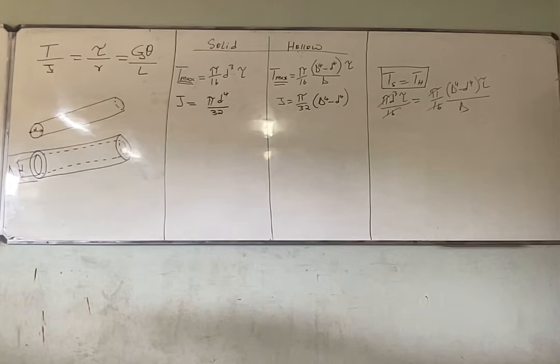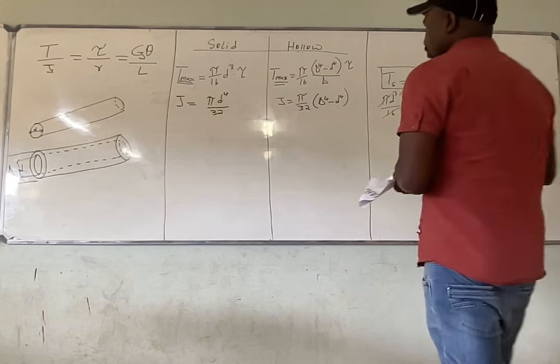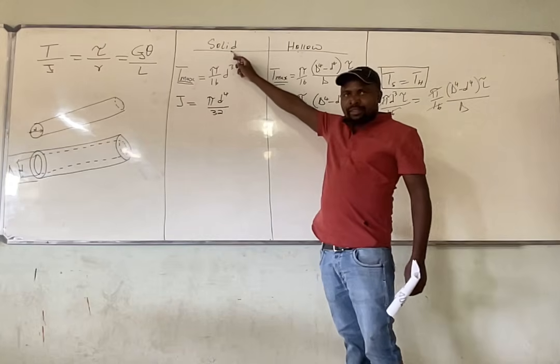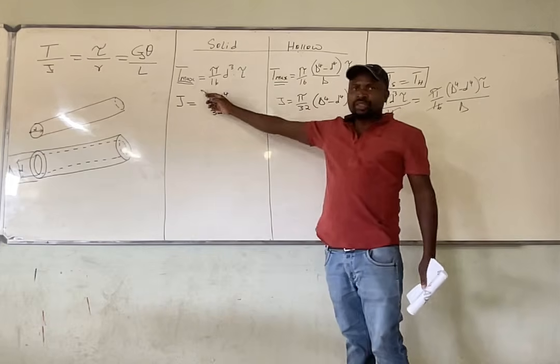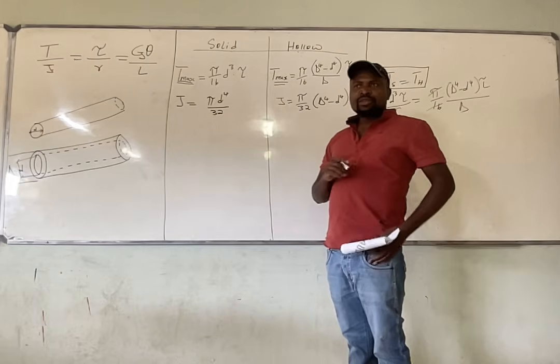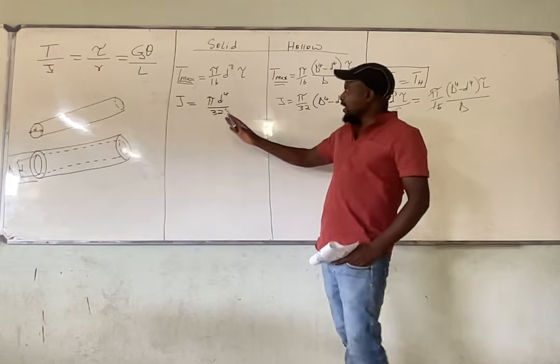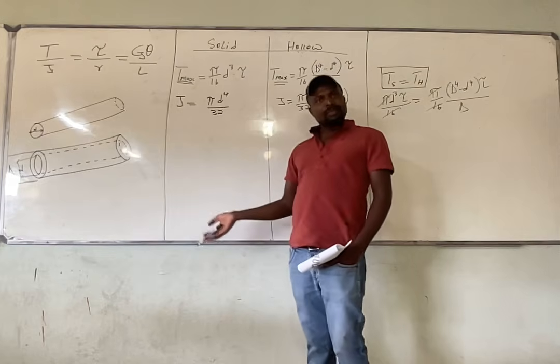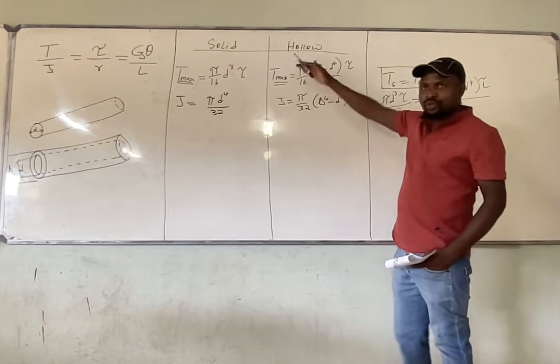Polar moment of inertia. So when you are told to calculate polar moment of inertia, you must be aware of which type of shaft is concerned. Until you know the type of the shaft, you won't be able to know which formula between the two to use. If they say a solid shaft, they are saying consider these formulas. If they say a hollow shaft, they are saying consider those formulas.